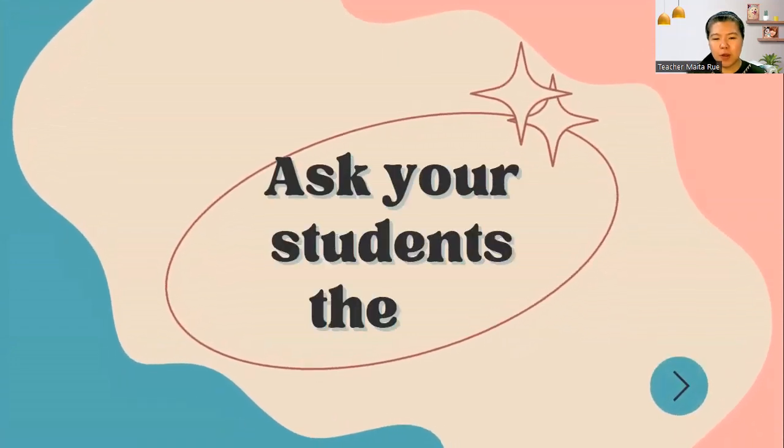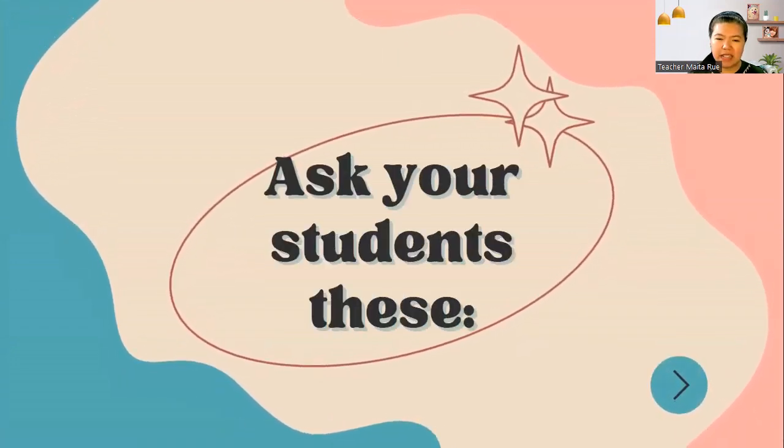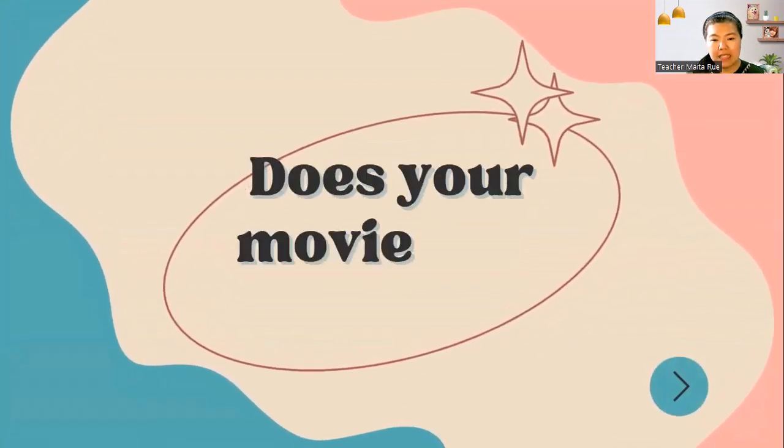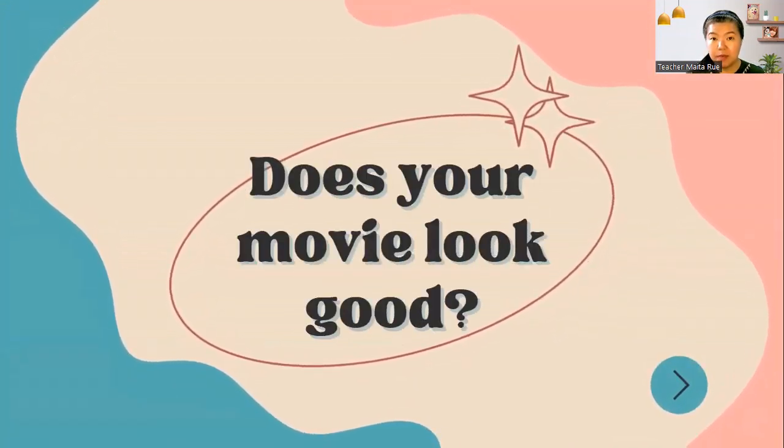So these are some of the questions that you might ask your students, especially about their film. Does your movie look good? The visual aspect. That's the first thing. The visual aspect. Will it be a very visually stunning thing? You can do that even when you're just a student. Don't think of yourself as a student, and it will look good.